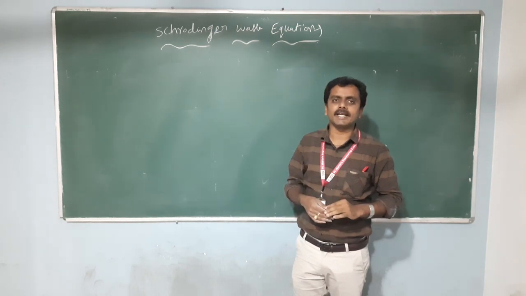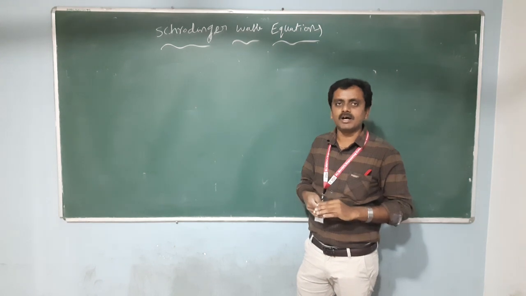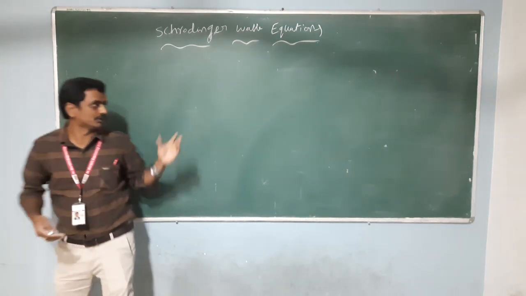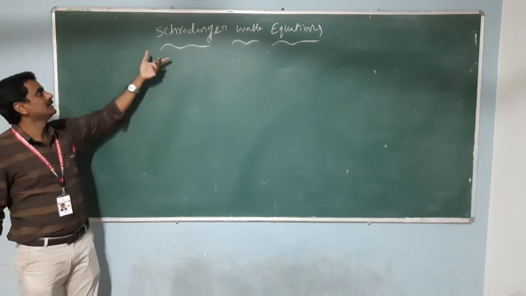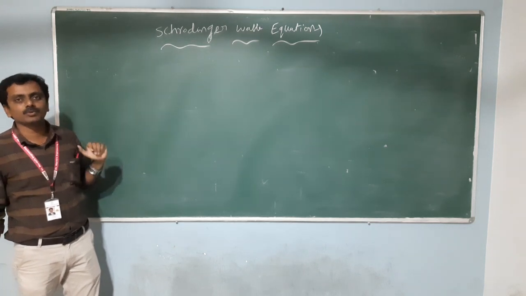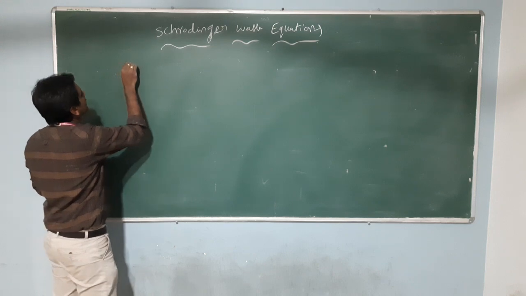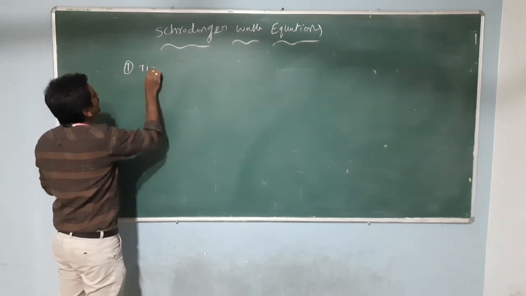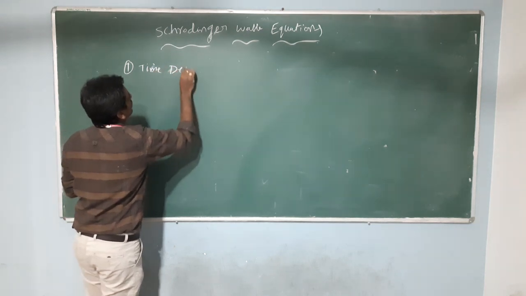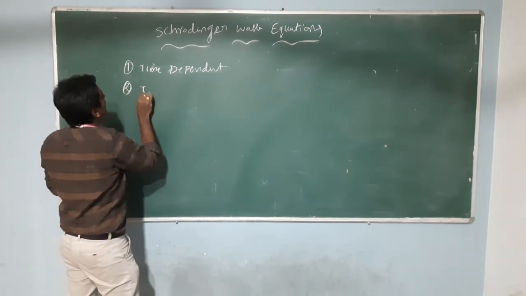By using Heisenberg formalism also we can explain the position, momentum, and the wave particle motion. But instead of Heisenberg, we are explaining here the Schrodinger wave equation. Here there are two types of wave equations. One is the time independent wave equation and another one is the time dependent equation.